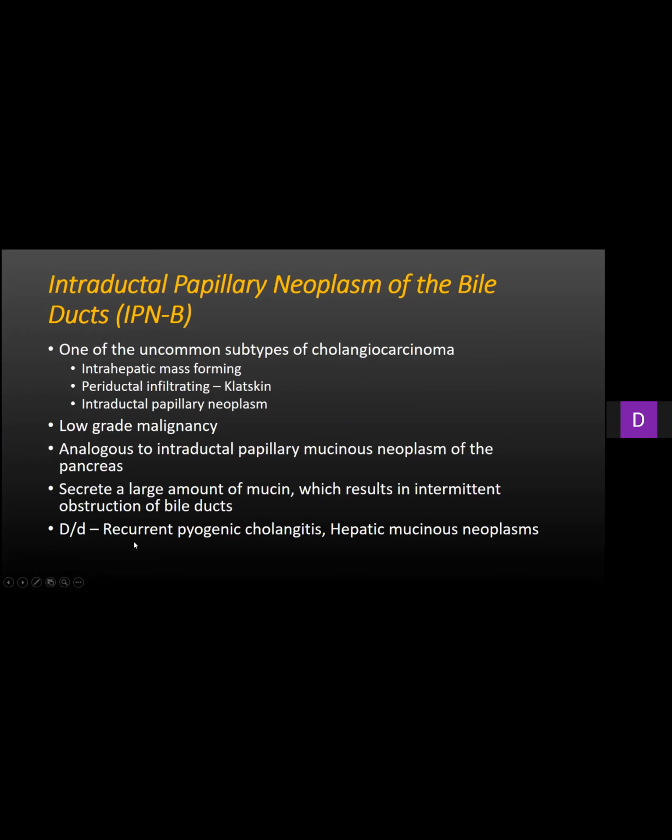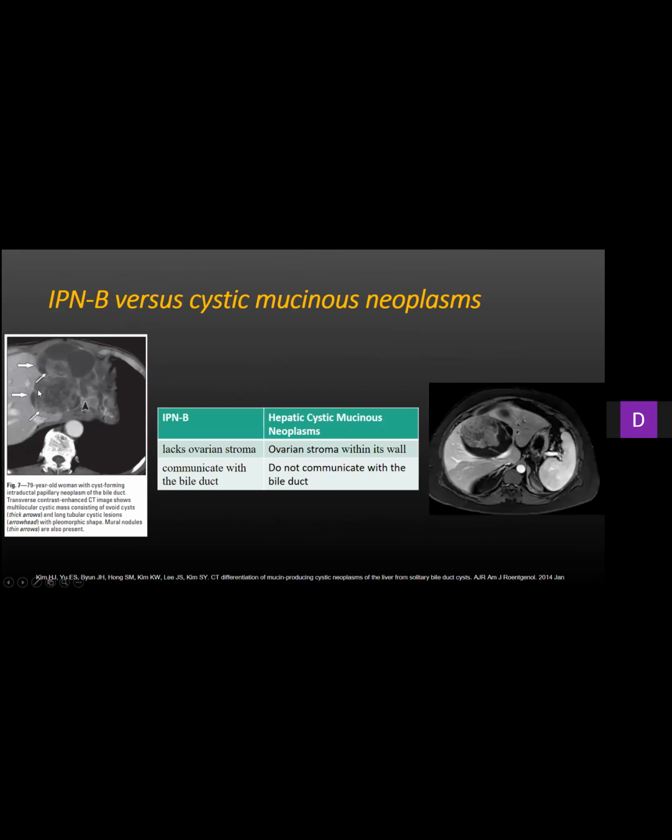So for such an imaging appearance where you have dilated ducts, some soft tissue growing within the ducts, your differentials are recurrent pyogenic cholangitis, but the demographics are different, young Asian immigrant population, and they have more of ductal strictures and pigmented intraductal calculi. And sometimes these papillary neoplasms can form cystic lesions in the liver. So then the commonest differential for those tumors becomes hepatic mucinous neoplasms. On imaging, this is an example of an IPNB from literature where it becomes like a big cyst with solid component within it. And this needs to be differentiated from a hepatic cystic mucinous neoplasm.